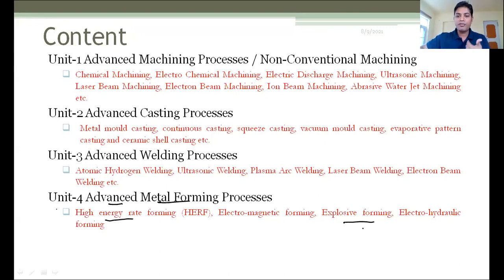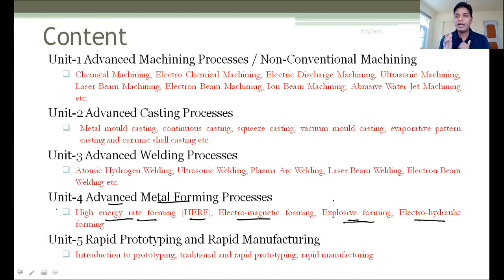So high energy rate forming, HERF, and explosive forming are based on this concept. Here in electromagnetic forming, we use the combination of electric and magnetic fields. In electrohydraulic forming, we use electrical energy through oils, due to which the forming takes place. We are going to study that. Okay, this part is very easy.